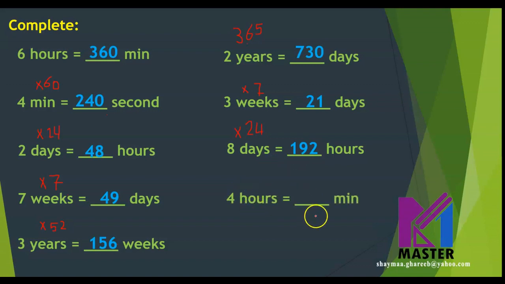4 hours into minutes, so I will multiply by 60 because there are 60 minutes in 1 hour. So 4 times 60 is 240 minutes. 7 minutes into seconds, so I will multiply from minutes to seconds. I will multiply by 60 as well. So 7 times 6 is 42, so it will be 420 seconds. Is this clear?